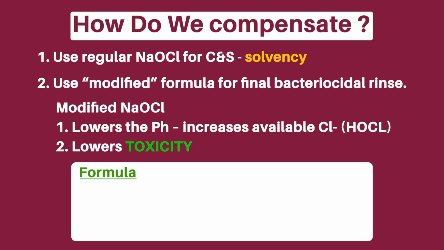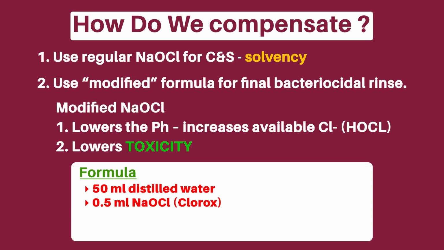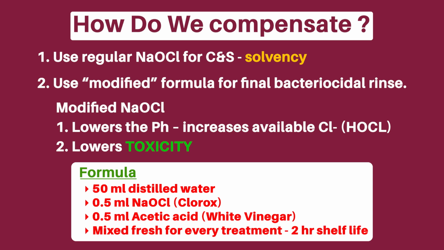What's the formula? 50 milliliters of distilled water, 0.5 milliliters of sodium hypochlorite, 0.5 milliliters of acetic acid, which you can use white vinegar, which is roughly anywhere from 5 to 12% acetic acid. And we mix it fresh for each treatment, though I understand it works. It can stay for probably a couple of weeks if it's mixed like that. I'd like to thank Dr. Gary Carr for alerting me to this and for giving us the formula and for explaining why this works so well.